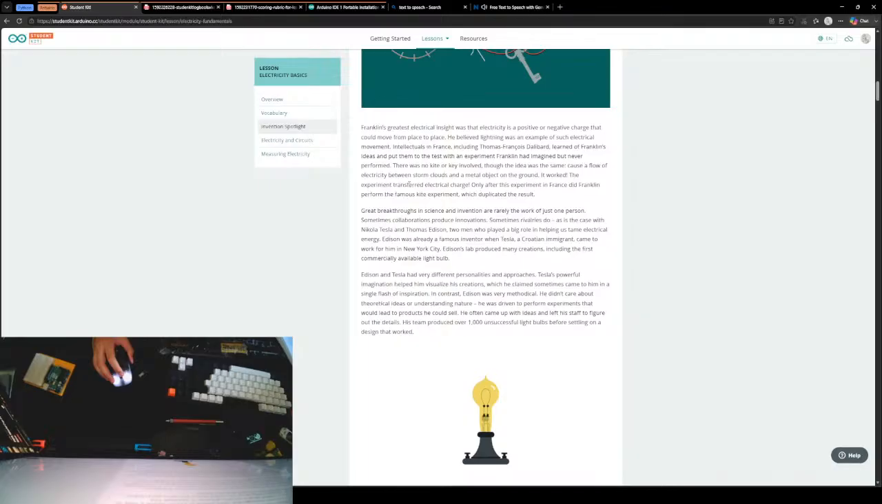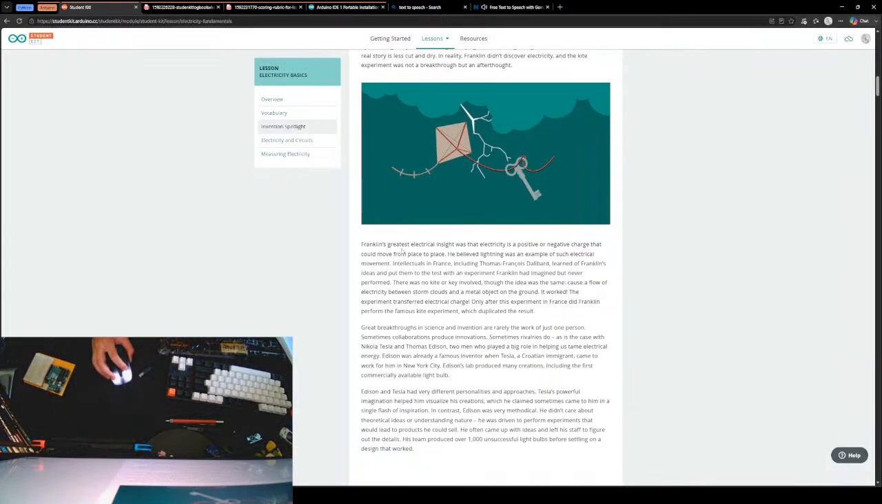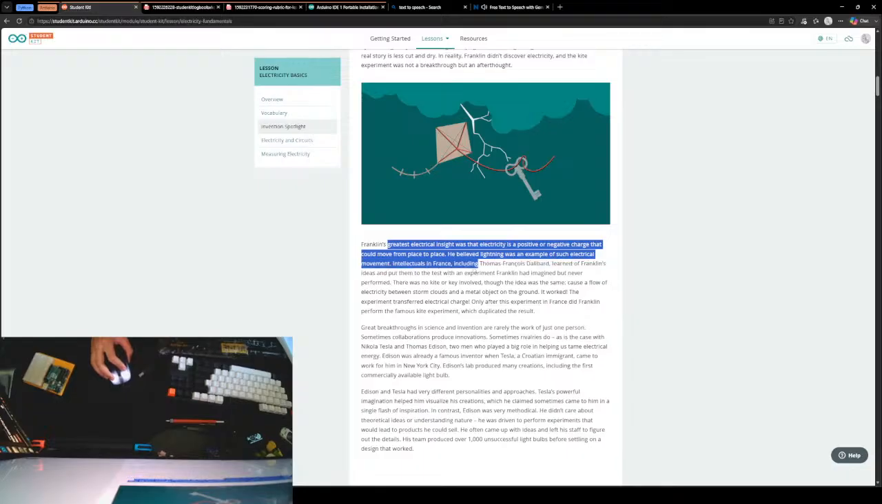Franklin's greatest electrical insight was that electricity is a positive or negative charge that could move from place to place. He believed lightning was an example of such electrical movement. Intellectuals in France, including Thomas-François Dalibard, learned of Franklin's ideas and put them to the test with an experiment Franklin had imagined but never performed.